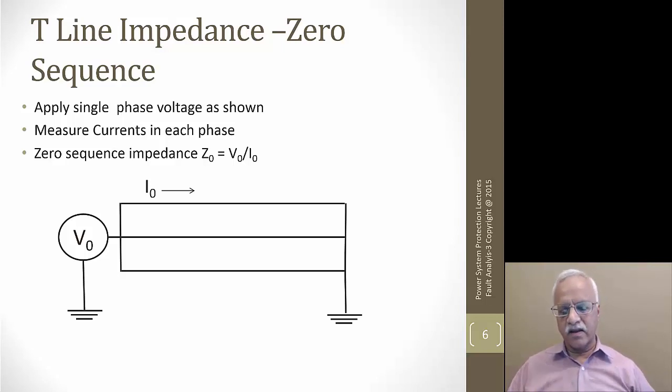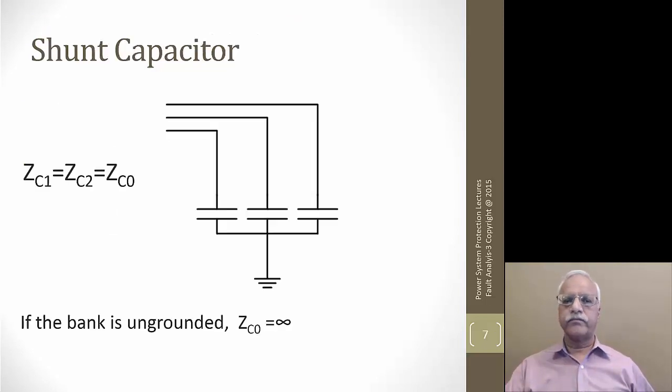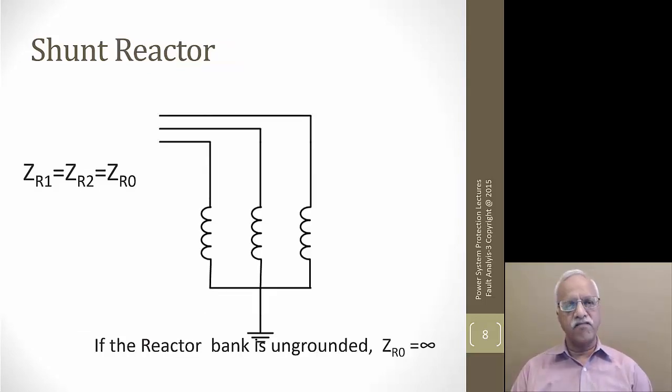But in the real world, we go back and use Carson's equations and calculate the impedances of the line. For shunt capacitors, you do the same test, and you find that the positive, negative, and zero sequence impedances are all the same. Here, you apply a three-phase voltage, or a single-phase voltage for zero sequence. That turns out to be the same, right? And then if it is ungrounded, then C0 becomes infinite. The zero sequence impedance becomes infinite.